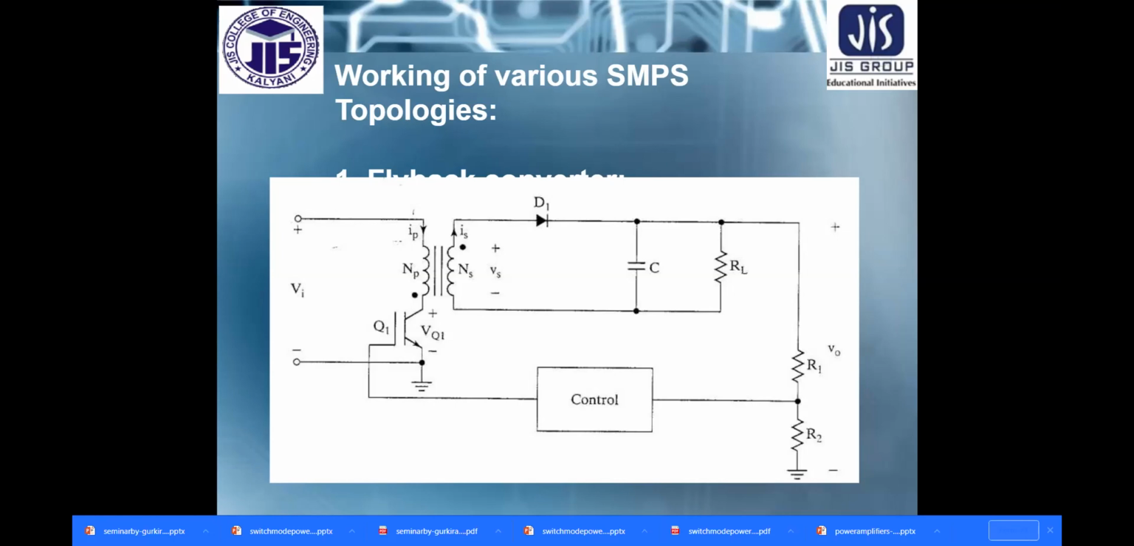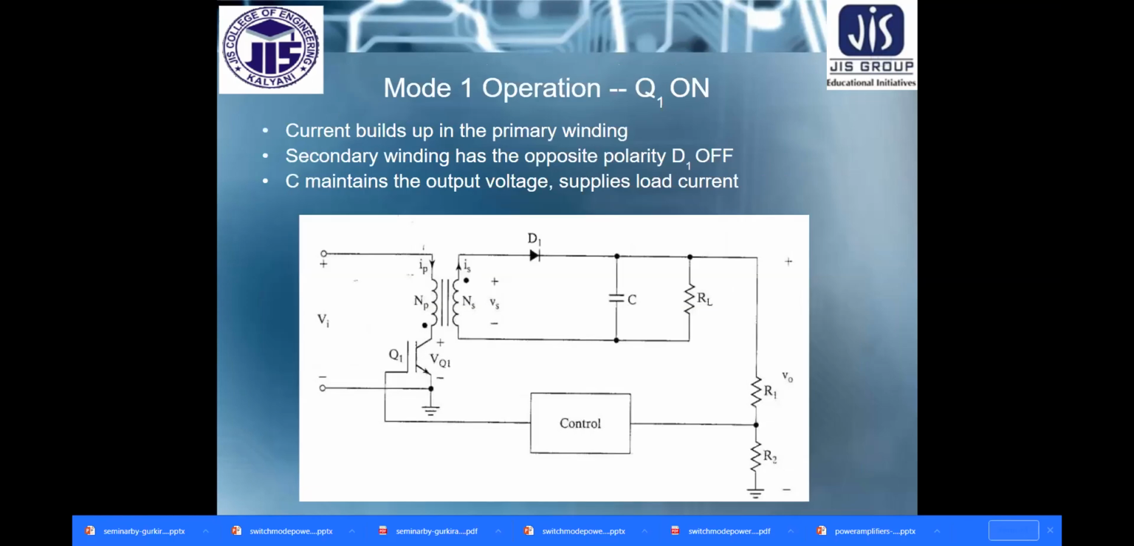So what is the operation of the flyback converter? Students, I hope you have drawn the circuit. So I'm changing it. Mode 1 operation, when Q1 is on. In your copy, you can see the figure. When Q1 is on, current builds up in the primary winding. Secondary winding has the opposite polarity because D1 is off, and C maintains the output voltage which supplies load current.